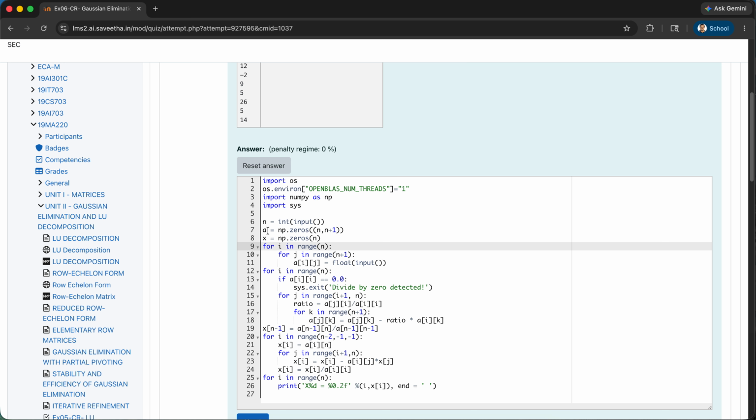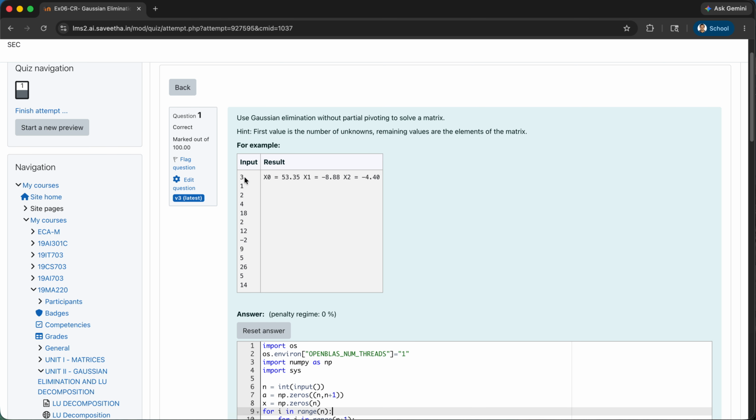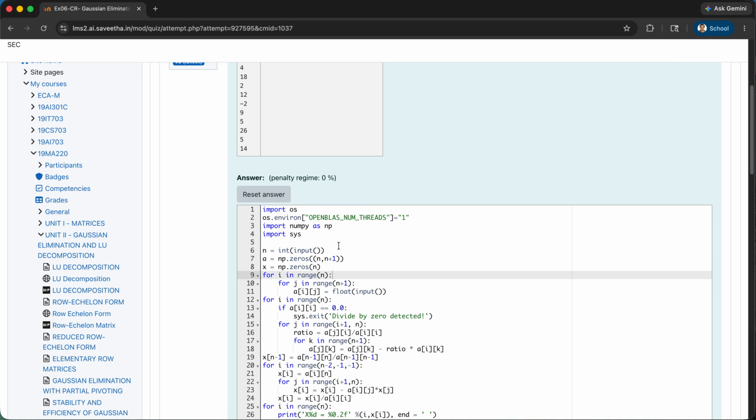The first thing that you have to do is enter the number of rows and the number of columns required. That is what is given as n is equal to int input. Whatever value is given will be converted into an integer. Here we are dealing with a 3 by 3 matrix, so the input is given as 3. You need not enter anything; it will be given in the backend.